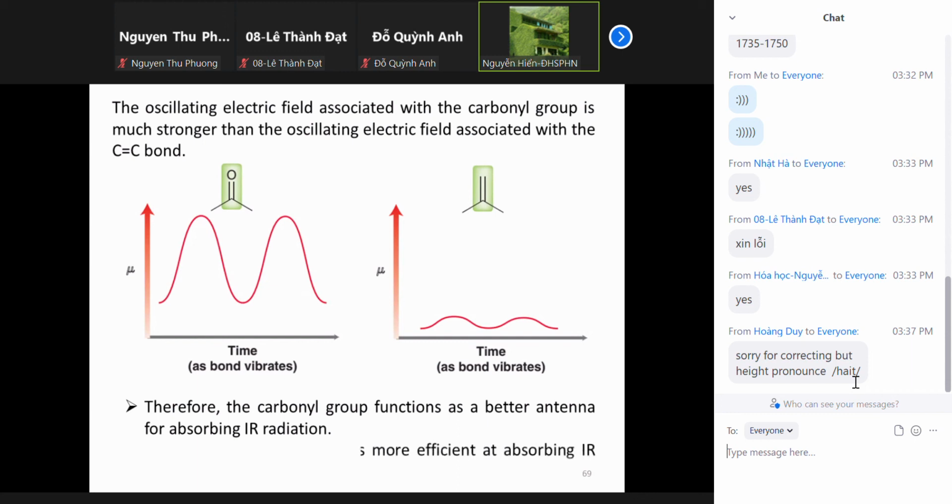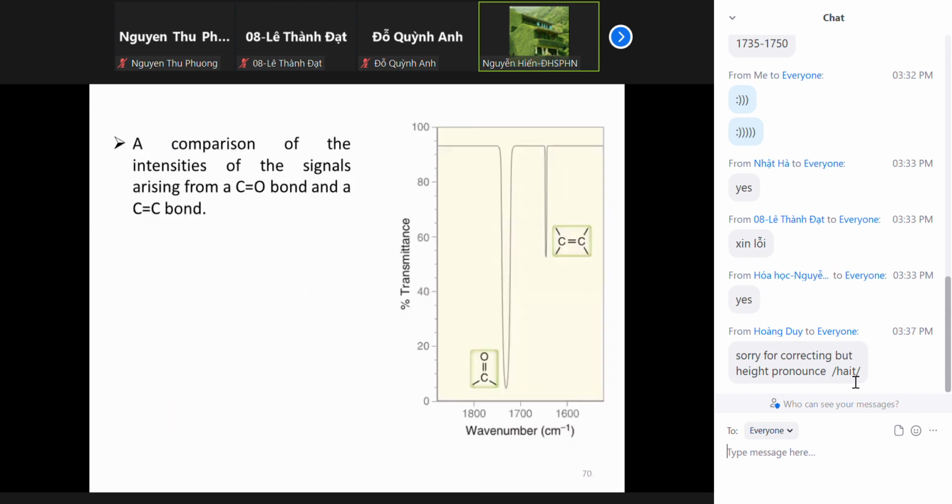And it is shown as a stronger signal. Stronger signal means larger area of the peak. Okay.